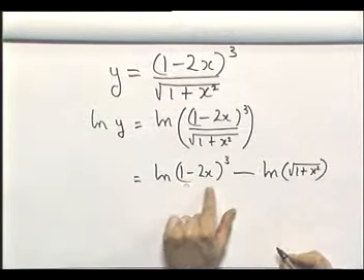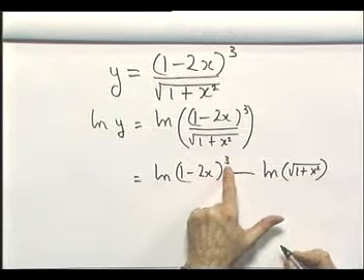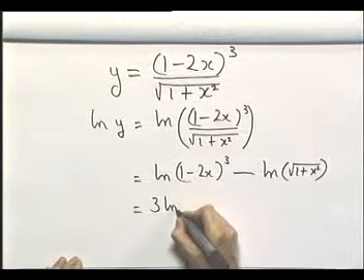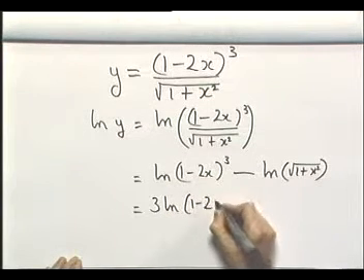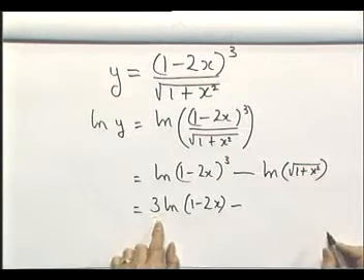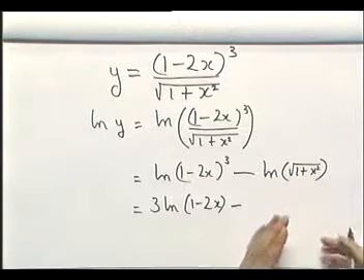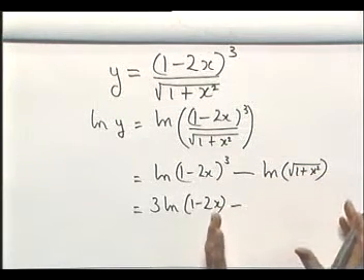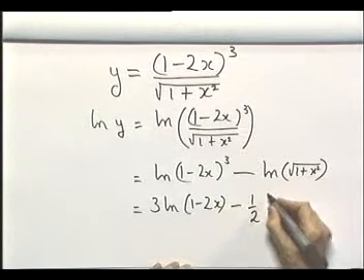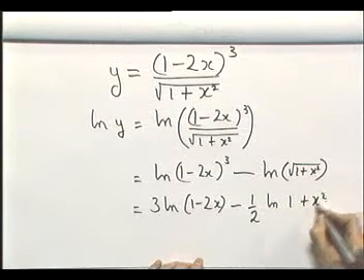But we can simplify this one even further, because we're raising 1 minus 2x to the power 3. And in terms of our laws of logs, that's exactly the same as multiplying the log of 1 minus 2x by 3. Minus, now here we've got a square root. And the square root is the same as raising something to the power a half. So this is exactly the same as taking a half of the log of 1 plus x squared.